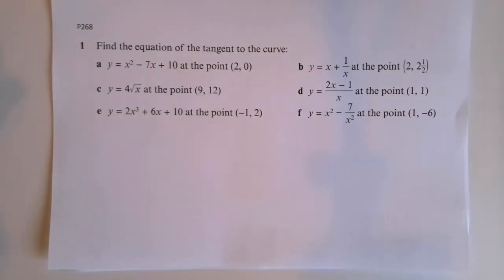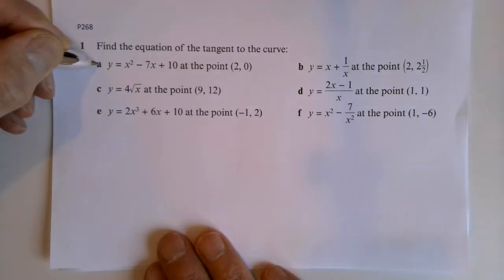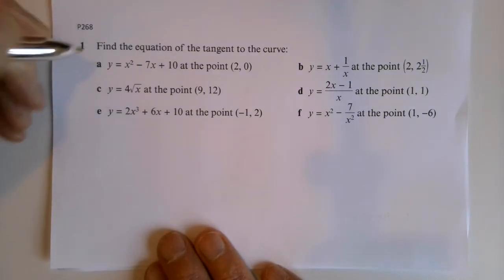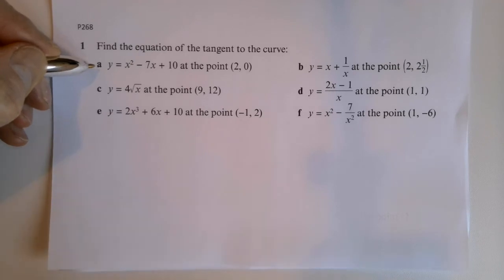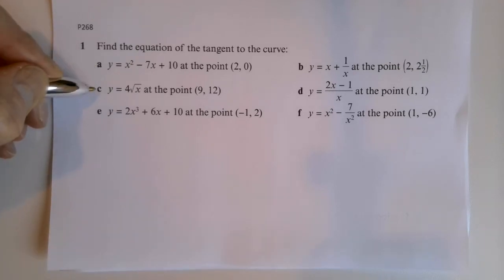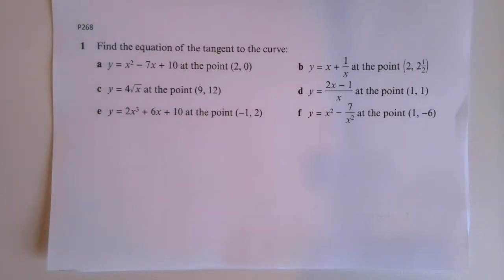So why don't you have a go at A, and we'll come back in a minute and do that, and then have a go at C, and then have a go at E. So do A first. I'm going to pause the video and come back with that one, and then C and E we'll do in one go. Pause and have a go.